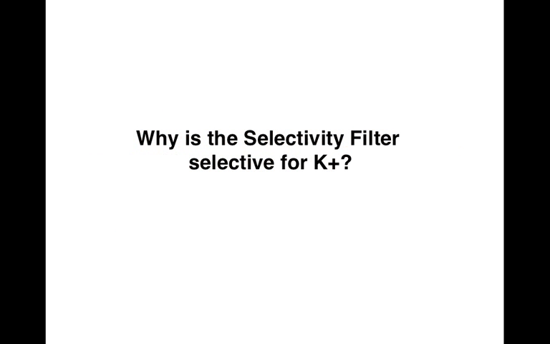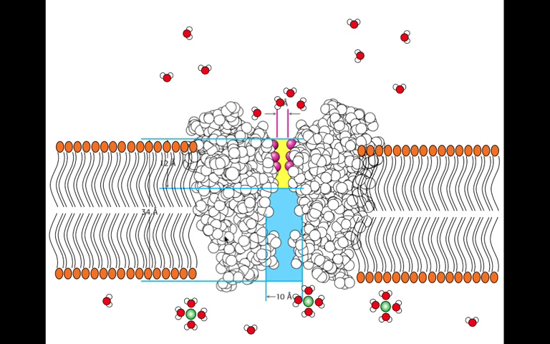It can go in a little bit, but once it reaches the selectivity filter where the channel narrows, it cannot go in further. So you can see, first of all, the channel is 10 angstroms wide, so sodium can go up to here, but it gets stuck at the selectivity filter because it's too small to bond with the residues in the selectivity filter. Therefore, it cannot flow through the channel. It just flows back out again, and the potassium channel remains selective for potassium because of this selectivity filter.